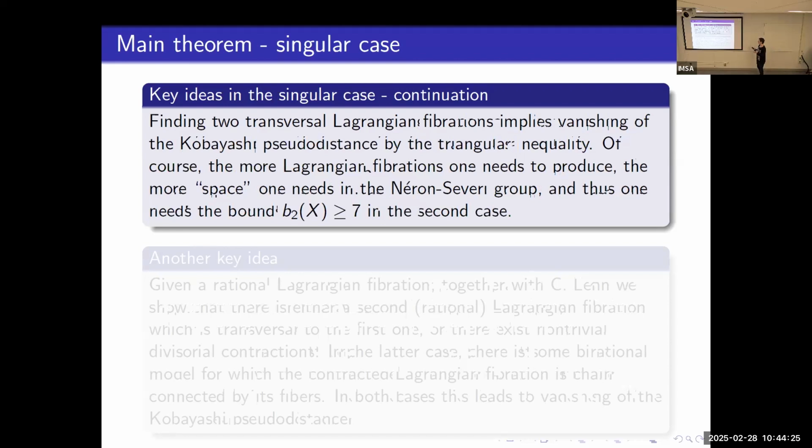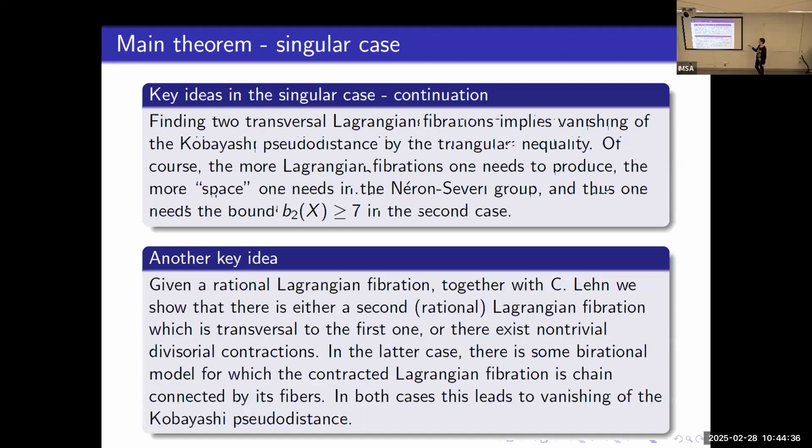And that's why we need more room to move in the Néron-Severi lattice, and that's why we need this assumption, for technical reasons, that the second Betti number is at least 7. Together with Christian Lehn, if we start with one given Lagrangian fibration, we prove that there are two cases. Either this leads to a second rational Lagrangian fibration, which is transversal to the first one, and then we can proceed as in the smooth case.